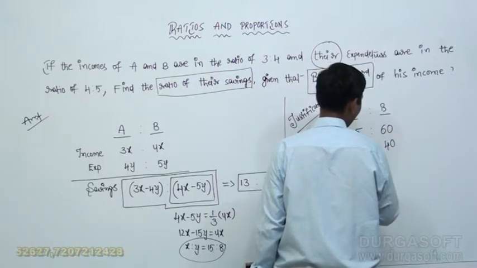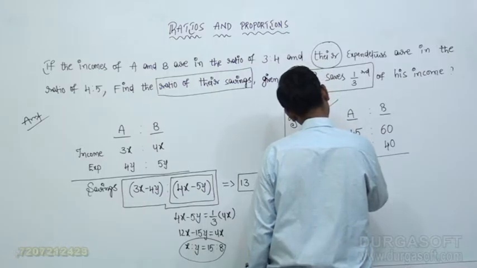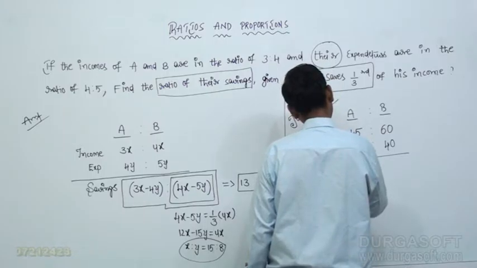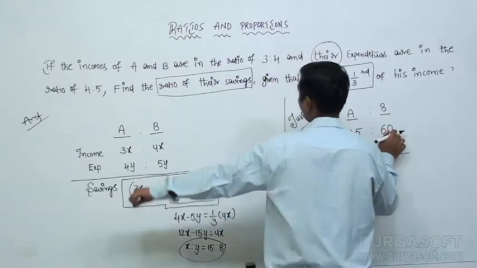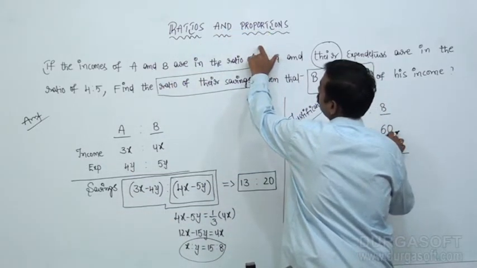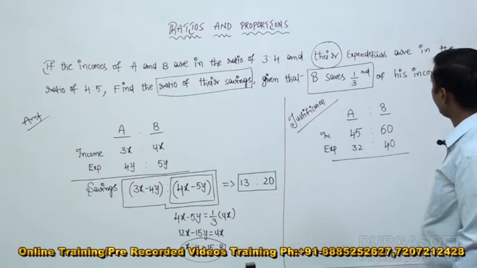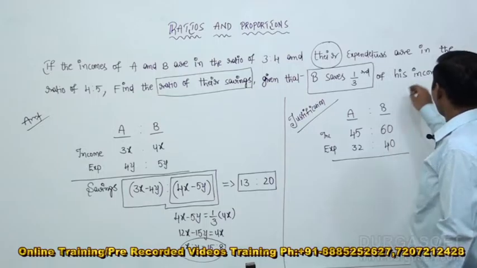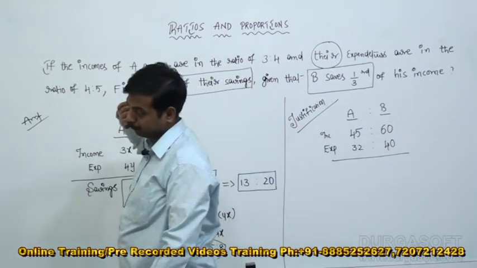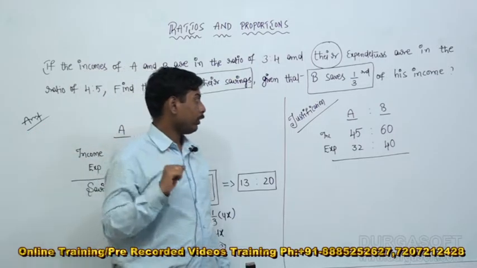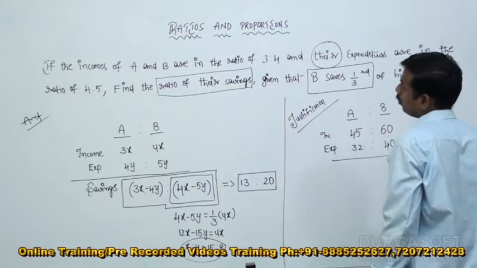When I talk about income ratios of A and B, 45 is to 60 means, indirectly, can I write as 3 is to 4? Yes, absolutely, we have satisfied. Next one, expenditures are in the ratio of 4 is to 5.